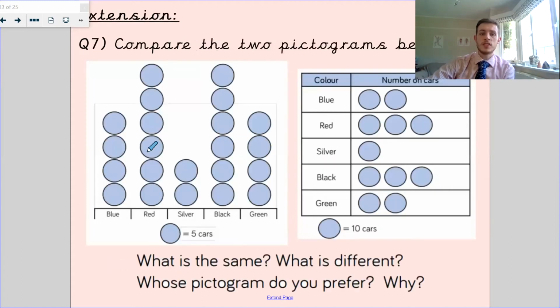The extension for today, which everybody can take part in, compare the 2 pictograms. What's the same and what is different? Whose pictogram do you prefer? So this pictogram here is going instead of, and the key might be different. That might be something that you need to work out. That's everything from today. You need to tell me about what's the same, what's different, which one do you prefer, and why do you prefer it.